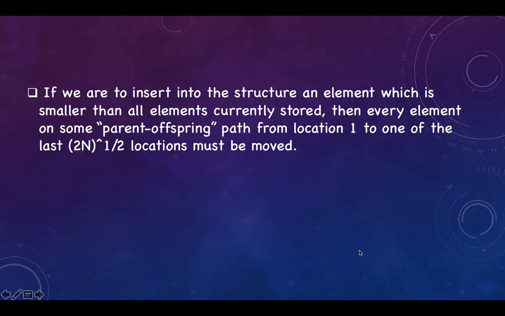So if we have to insert into the structure an element which is smaller than all the elements currently stored, then every element on some parent-offspring path from location 1 to one of the last square root of 2n locations must be moved.